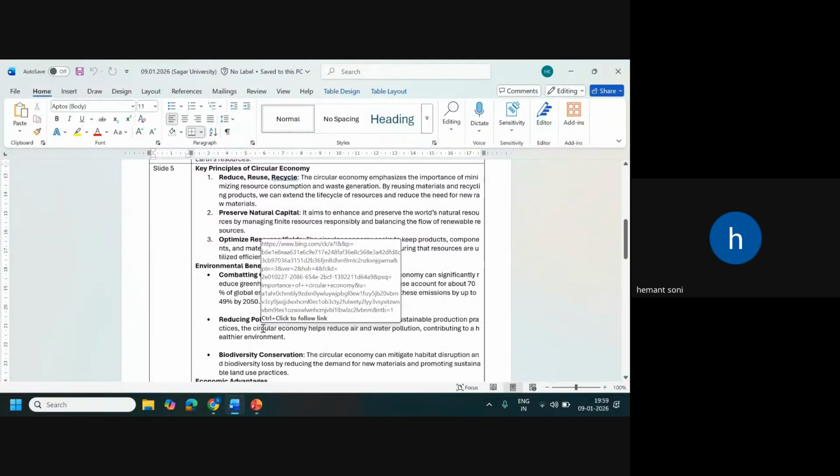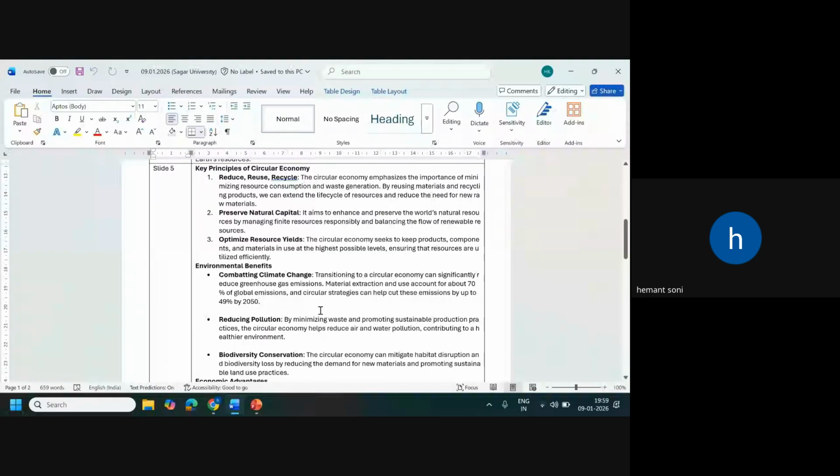So, the key principle is the circular economy emphasizes the importance of minimizing resource consumption and waste generation. By reusing materials and recycling the products, we can extend the life cycle of resources and reduce the need for new raw materials. Again, if the earlier product can be reused, obviously the new resources need not be consumed. Then preserve. Because they need not be consumed, we are able to preserve them. So that is where the second point derives from. The second principle is preserving the natural capital.